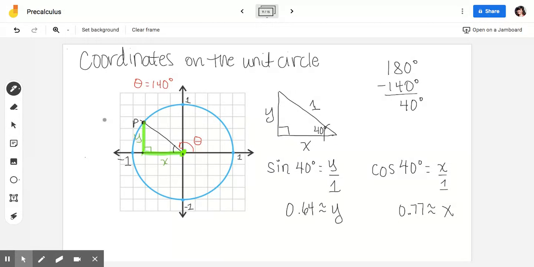So that's the only tiny little difference: now when we go to actually find the coordinate, we're going to have negative 0.77 for x and 0.64 for y. And again, this is an approximate coordinate. If this had been a 30, 45, or 60-degree angle, we could have found the exact value of the coordinate. But since it is 40 degrees, we're stuck with an approximation of the coordinate.